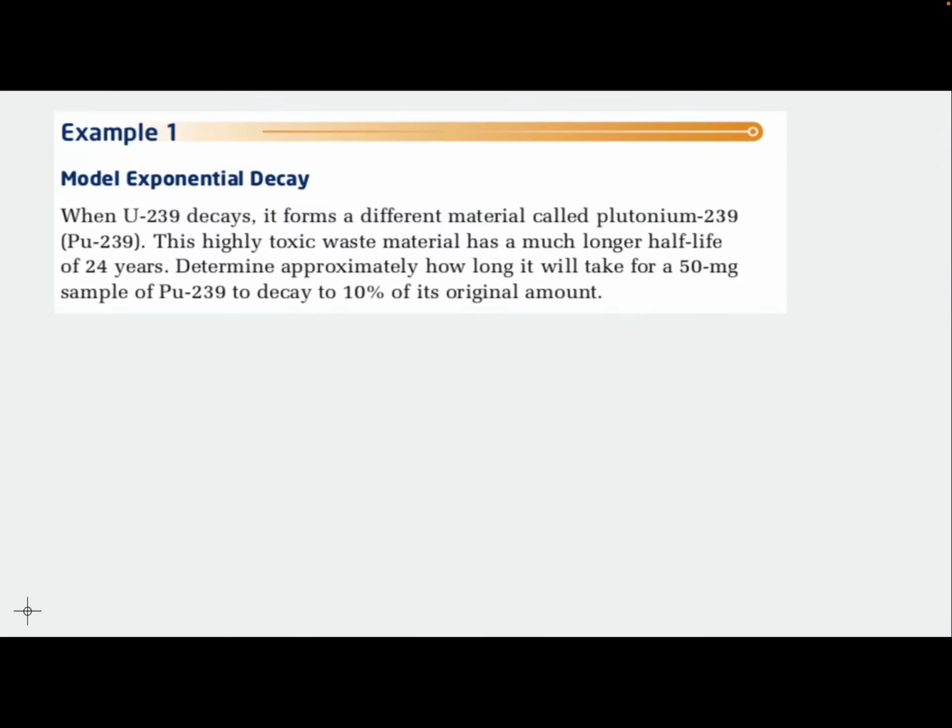All right, let's get into our first example. So we have uranium-239. This is going to be an exponential decay or a half-life question. It says when uranium-239 decays, it forms a different material called plutonium-239, Pu-239. Apparently it smells pretty bad. It's a highly toxic waste material, and it has a much longer half-life of 24 years.